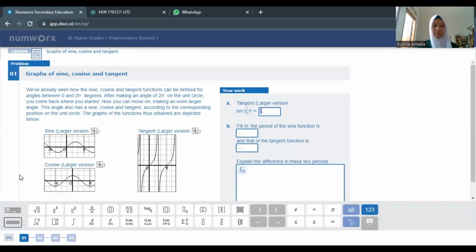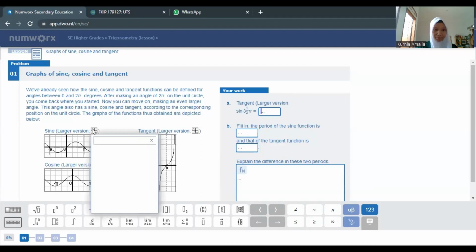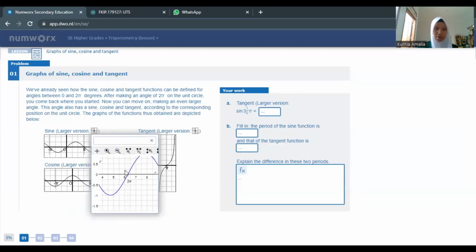Here we are given three graphs: the sine graph, the cosine graph, and the tangent graph. As you can see on the right side, question number 8 asks for sine 3.5 pi. You can answer these questions with the graph of sine. You can click here to see the graph, and you can minimize or maximize it. To see it as clearly as possible, let's maximize it.